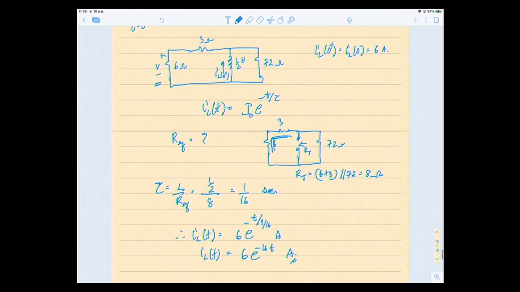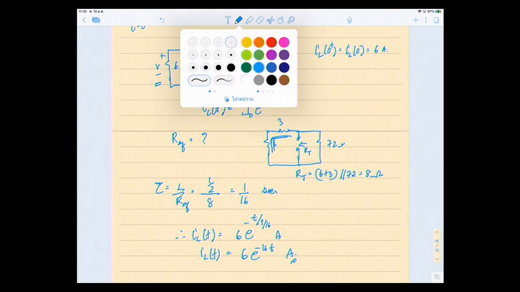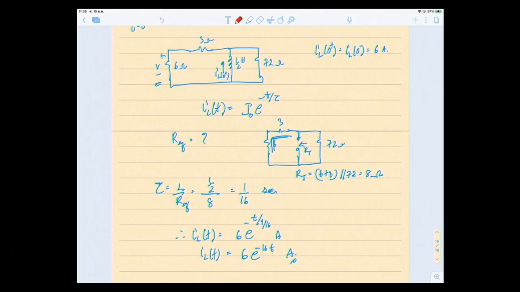So we have to look. Well, we know IL. So what happened to our IL? Now IL goes up here, and then it divides itself into 2 paths. So let's call this Ix, into 2 paths. If I can find Ix, Ix passes through 6 ohms, and 6 times Ix is V. So I have to find Ix.